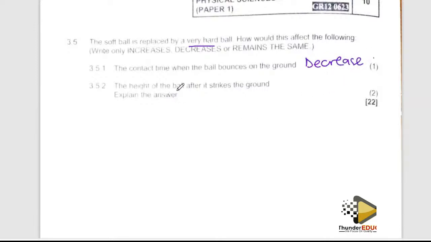And then how about the height of the ball after it strikes the ground? Now, since the contact time decreased, okay, then what's going to happen to the height? The height is going to increase, since there's going to be more time for the ball to move upwards.